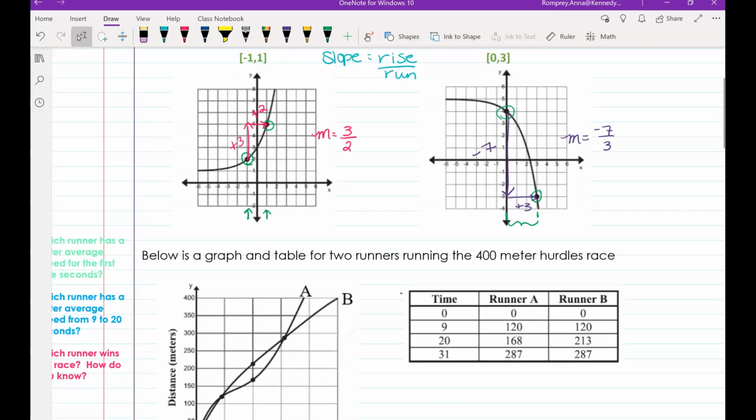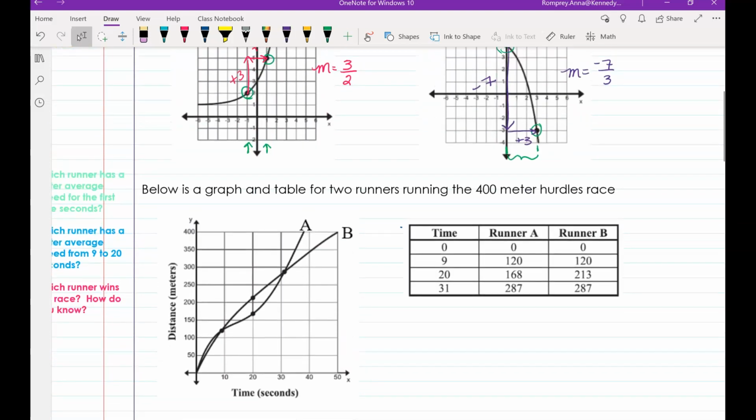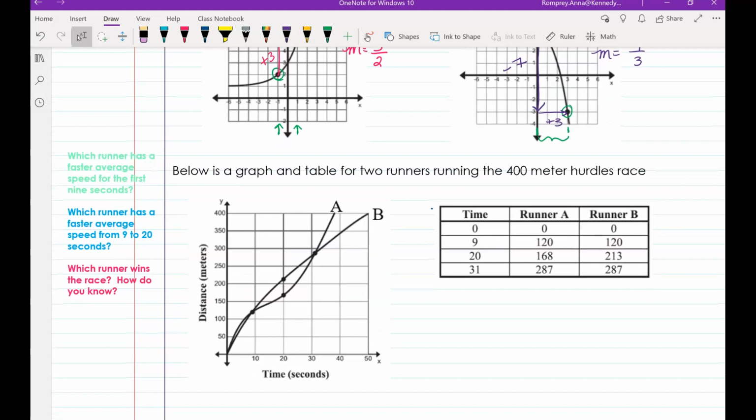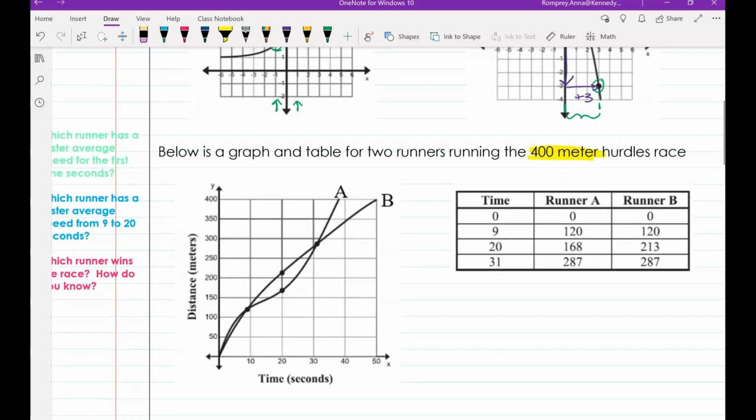Now, below is a graph and a table for 2 runners running the 400-meter hurdles. Both pieces represent the same information. However, one might be a little more useful than the other, depending on what they're asking us. So let's go to that first question.